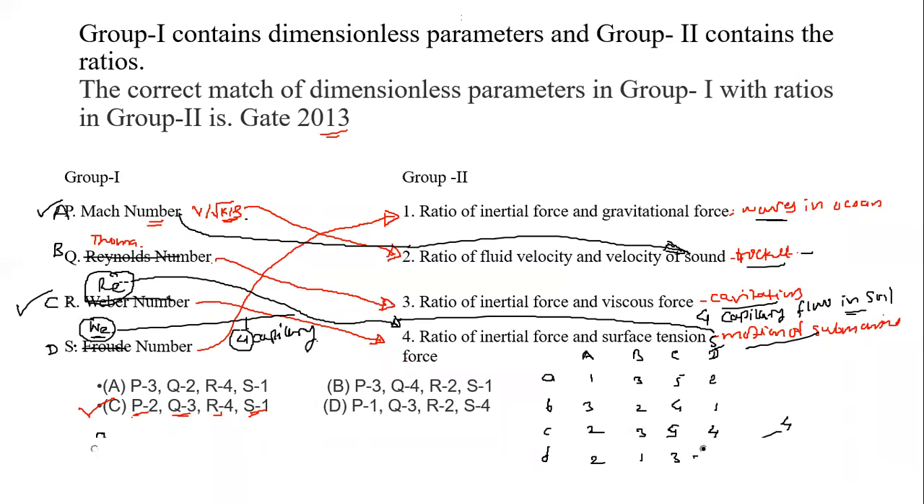It is a capillary. Now what else remains? The Thoma number remains. Okay, so Thomson number, that is Thoma number, is related to the cavitation. So this is about the solution for this ESE examination 1995.